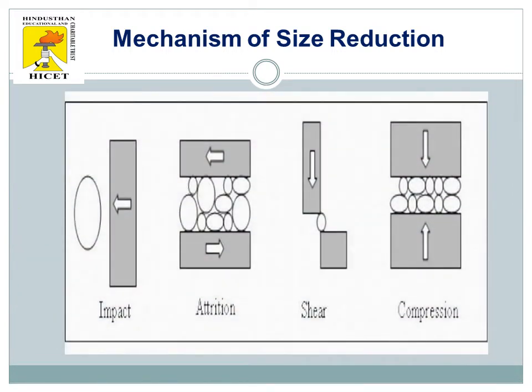This is the pictorial representation of the mechanism of size reduction. The first diagram represents the impact principle, where one particle is stationary and another is moving, which applies the external force. The second picture represents the attrition principle, where two objects move in two opposite directions. In between these objects, the material is crushed due to the shear force of these moving objects.